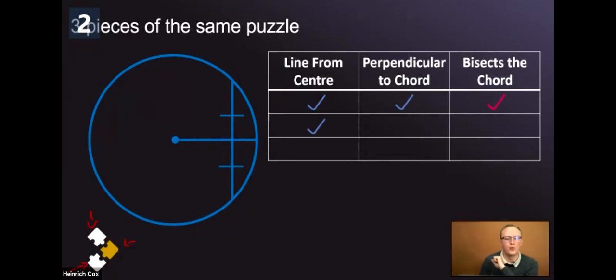If you, for example, have a line from the center that bisects the chord, you know it's perpendicular to the chord, right? Or if you've got something that's perpendicular to a chord and it bisects the chord, then that's a line from the center, right? So basically, you've got three pieces of the puzzle. If two pieces are there, you can always conclude that the third must be true. Okay, right. So let's keep going here.